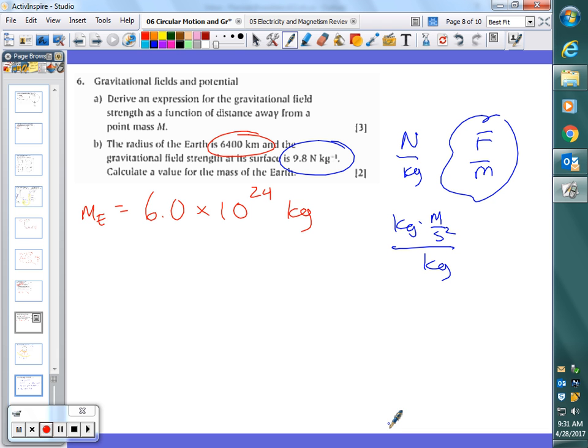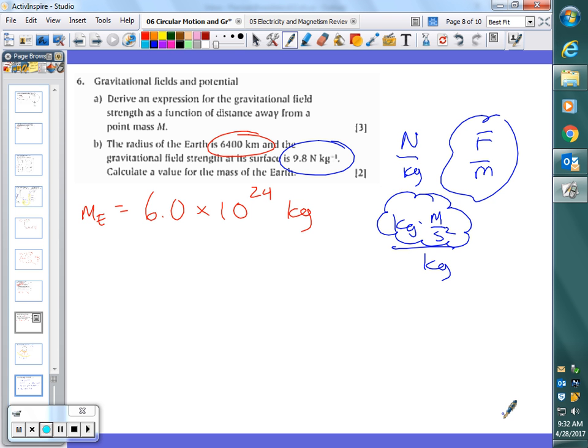Wait, this is acceleration, so. No. This is newtons, okay? The unit for gravitational field strength is newtons per kilogram because we talked about it being force per mass, right? But when you substitute in the equivalent base units for newtons, which is this, then what happens to your kilograms? They cancel out, right? And you're only left with, that's what gravitational field strength is telling you basically. What is the acceleration caused by gravity at that location?